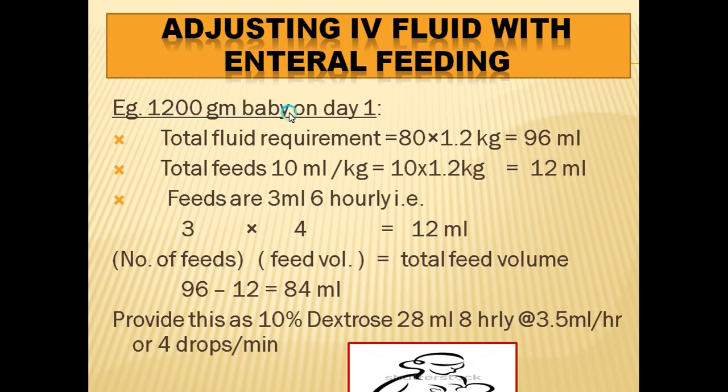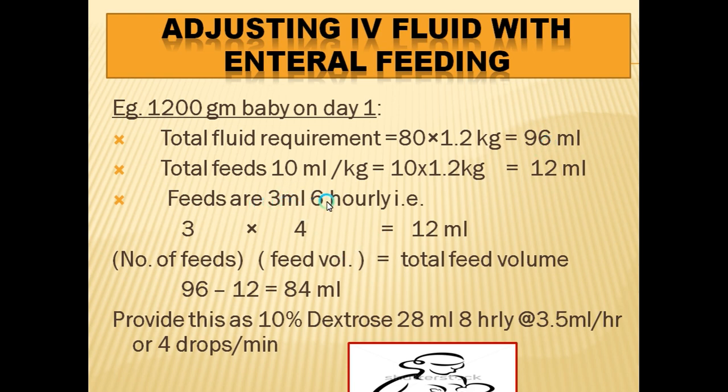Take a 1200 gram baby on day 1. Total fluid requirement is 80 ml per kg. So for 1.2 kg, it is 96 ml. For the feed, what we are planning is 10 ml per kg. We start with 10 ml per kg. So what is the answer? 10 into 1.2 kg is 12 ml. So the feed to be given is 12 ml and the fluid requirement is 96 ml.